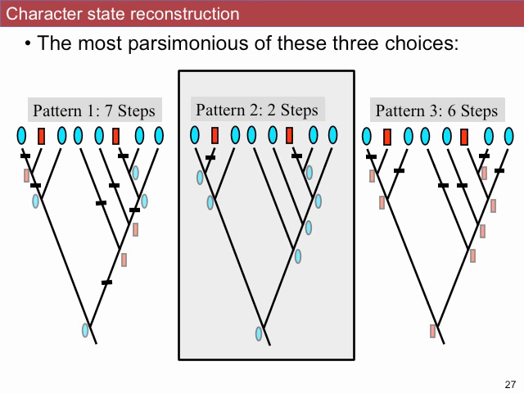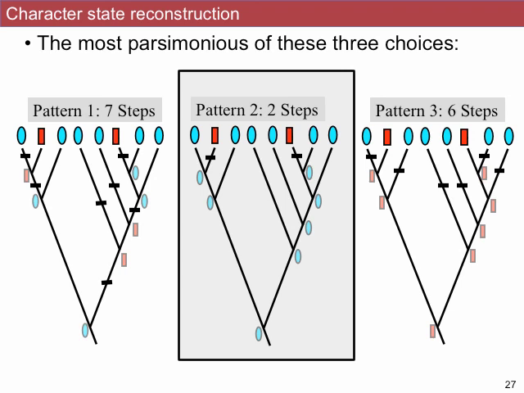We're not saying that that didn't occur. It does happen in some cases. But if you don't have any evidence for it, you choose the simplest of the possibilities. That's what the parsimony method is about. So for pattern 2, it requires 2 steps. And pattern 3, it requires 6 steps.